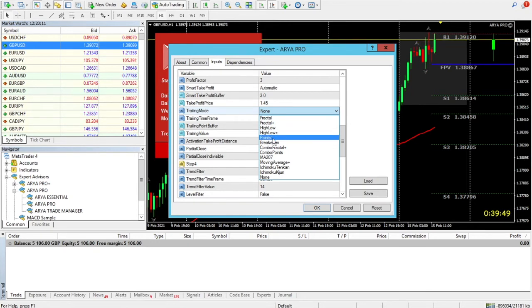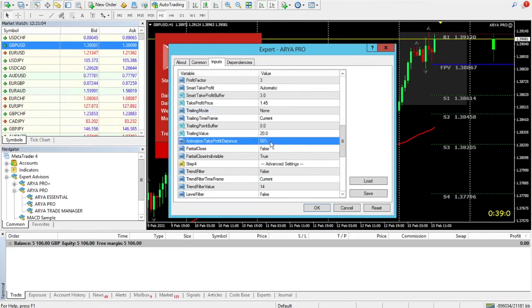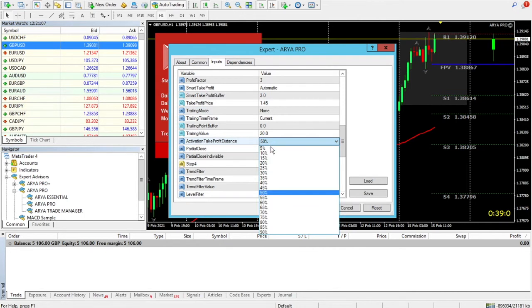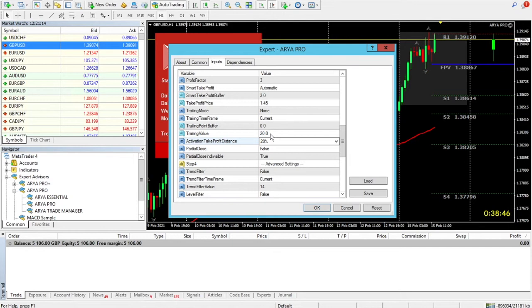With the trailing stop points, ARYA will secure profits with a trailing stop that is determined in points. It is triggered according to the percentage defined in the activation take profit distance. Once this level is reached, ARYA will apply the number of points entered in the trailing value here. For example, if you choose an activation take profit distance of 20% and a trailing value of 20, when 20% of the distance between the entry point and the take profit is reached, ARYA will automatically follow the market by 20 points and place the stop loss there.